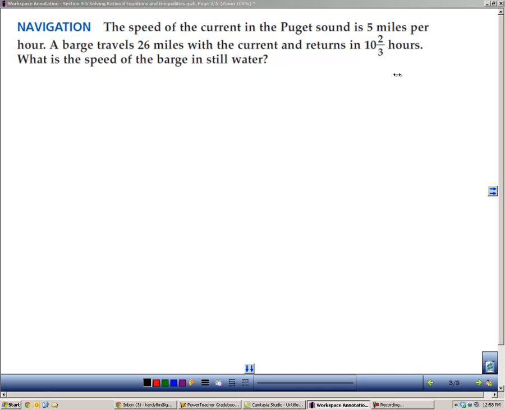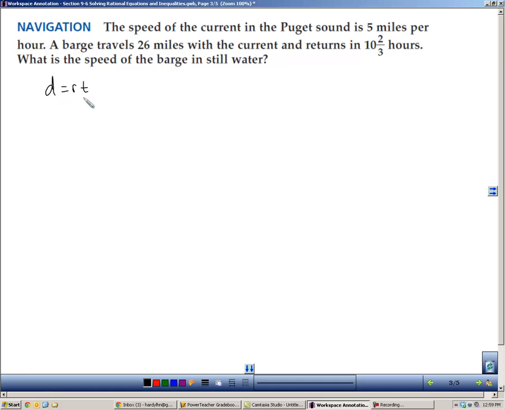Here we have a problem that talks about the speed of a current in Puget Sound is 5 miles per hour, so that's the speed of the current. A barge, a boat, travels 26 miles with the current and then returns. So it's going with the current and also against the current, and it takes 10 2/3 hours, and we want to find out what the speed of the barge is.